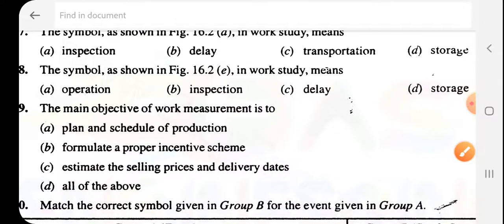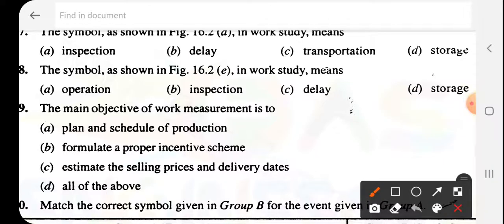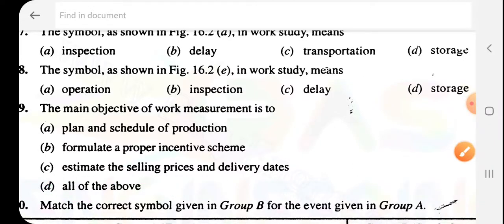The main objective of work measurement is all of the above: planning and scheduling of the production, formulating the proper incentive scheme, estimating the selling price and the delivery rates, and all of these above. These are all the main objectives of work measurement.